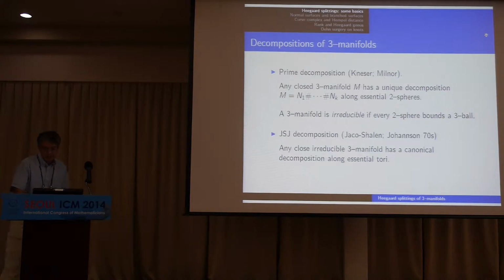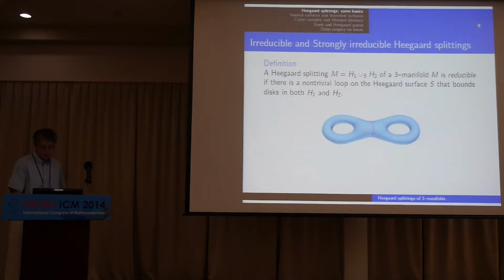And there is another further decomposition, due to Jaco, Shalen and Johannson in the late 70s. It's called the JSJ decomposition, and you have a canonical set of essential tori. You first assume your manifold is irreducible. Then you have a canonical set of tori that basically decompose your manifold into canonical pieces, and this is basically the setup for Thurston's geometrization conjecture, and actually each piece after the JSJ decomposition has one of eight geometries. So that's briefly a couple of words on three-manifold topology.